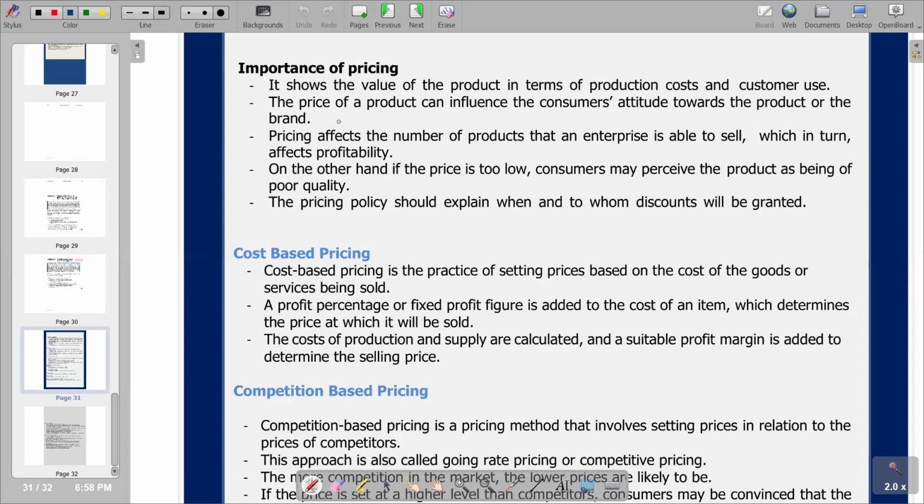Going to the second point, the price of a product can influence the customer's attitude towards the product or the brand. So we should be sensitive in the price that we set, because it is going to determine the consumer's attitude towards that product.